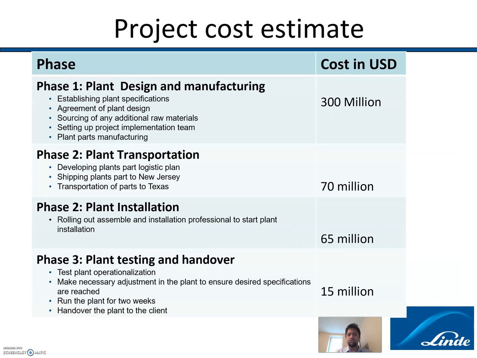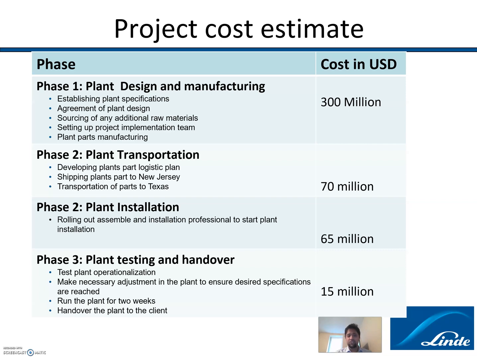Project cost estimation. Phase 1 is a very intricate phase, as it's going to be the design and manufacturing involved. So just to get all the design nitty-gritty and all the raw materials and all the manufacturing, this one's going to take up most of the cost, adds up to 300 million.